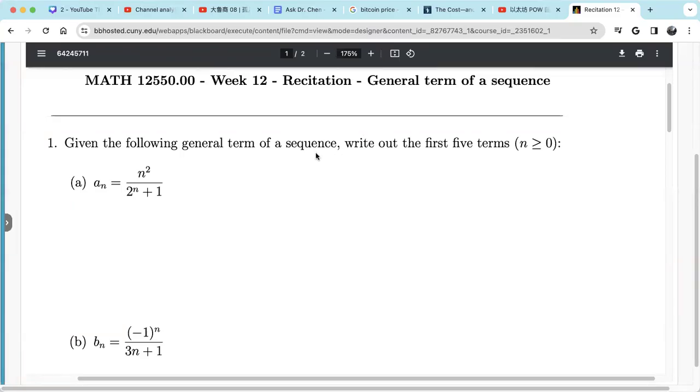Recitation 12. So a finite sequence. So here we have this equation.